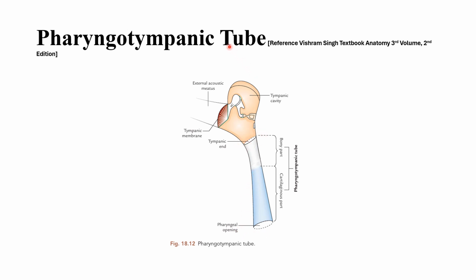Now this structure is the middle ear. Yes, so this is marked as the tympanic cavity, which is the middle ear, and this lens-like structure is the tympanic membrane, and on this side is the external ear. And you see the white ones, these are the ear ossicles.